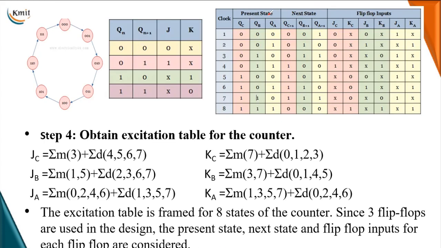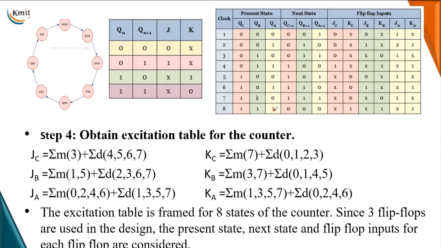Now according to that, we write here the present state and next state in the excitation table. QC, QB, QA denote the present state. QC plus 1, QB plus 1, QA plus 1 denote the next state. JC, KC, JB, KB, as well as JA, KA are the corresponding inputs of the 3 JK flip-flops. Now, writing the state transitions: initial state 0, next state is 1. If the present state is 1, next state is 2. If present state is 2, next state is 3. If present state is 3, next state is 4. If present state is 4, next state is 5. If present state is 5, next state is 6. If present state is 6, next state is 7.